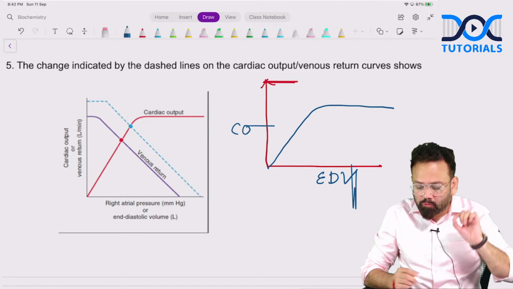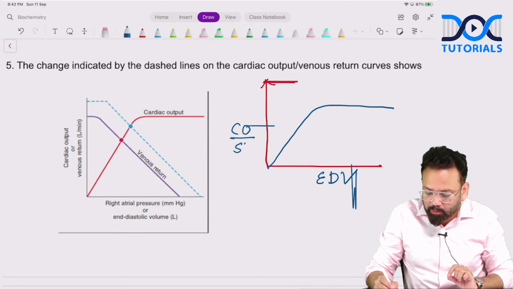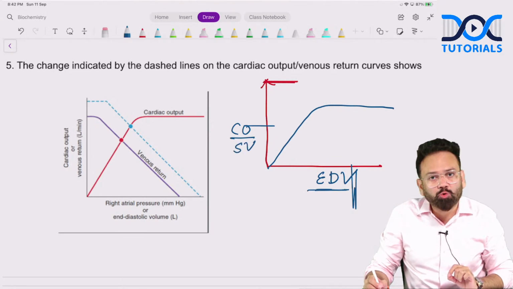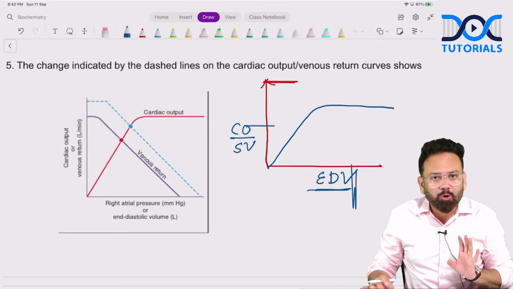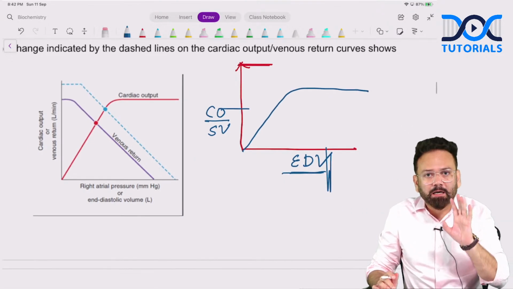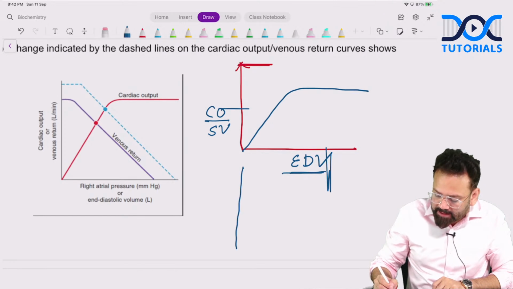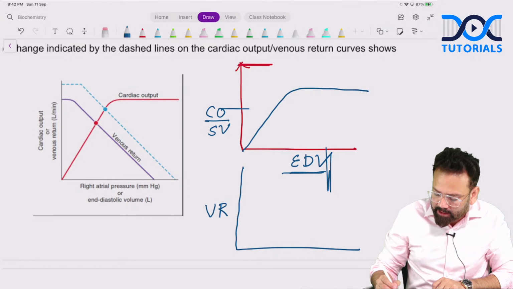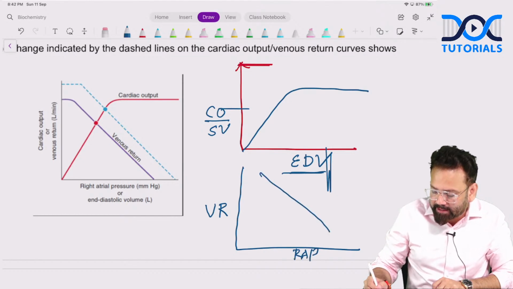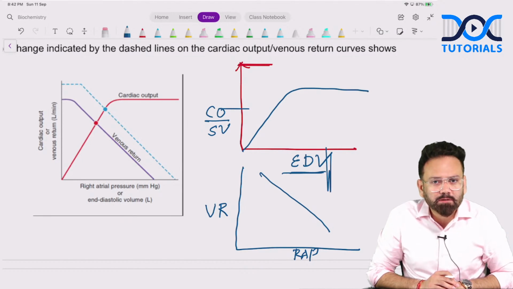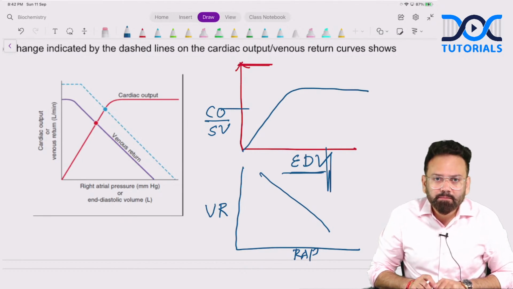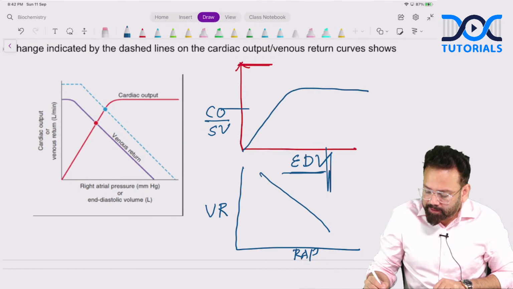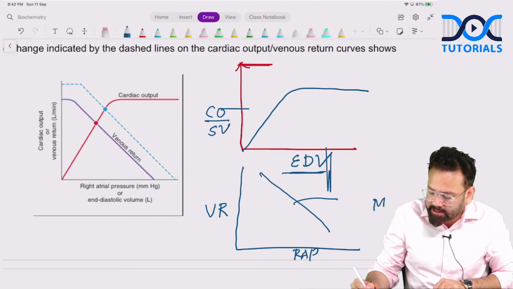Stroke volume or cardiac output is directly proportional to end diastolic volume or preload. This is your Frank-Starling law. Then one more curve is there, doctor: if you plot a curve between venous return and right atrial pressure, you will get a curve like this. What is this? Can anyone tell me? This is a wonderful question. This is your mean systemic pressure.